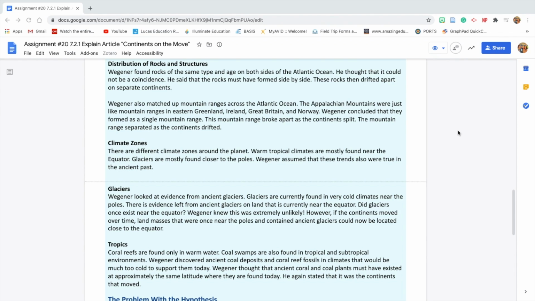Wegener also matched up mountain ranges across the Atlantic Ocean. The Appalachian Mountains were just like mountain ranges in eastern Greenland, Ireland, Great Britain, and Norway. Wegener concluded that they formed as a single mountain range. This mountain range broke apart as the continents split. The mountain range separated as the continents drifted.